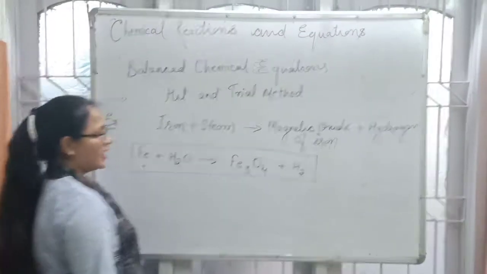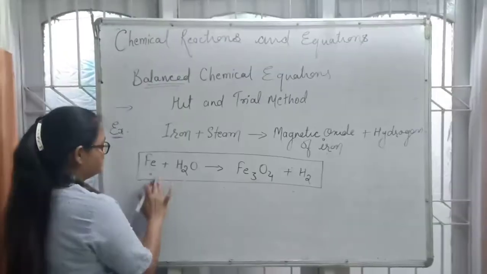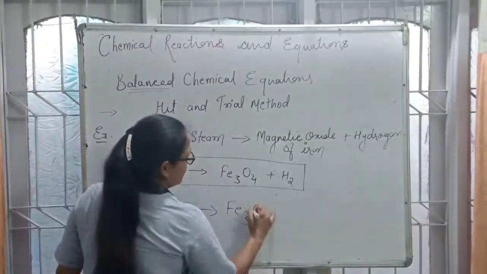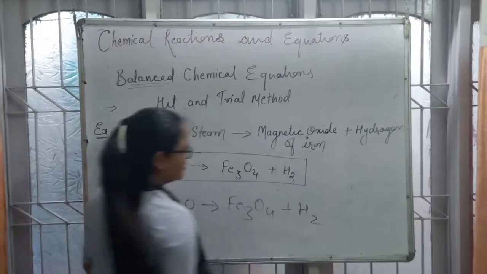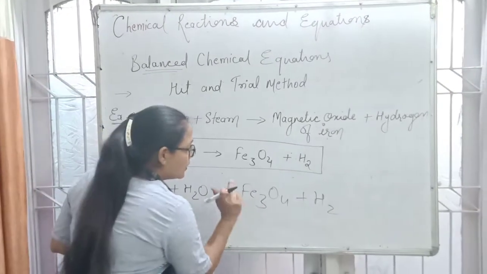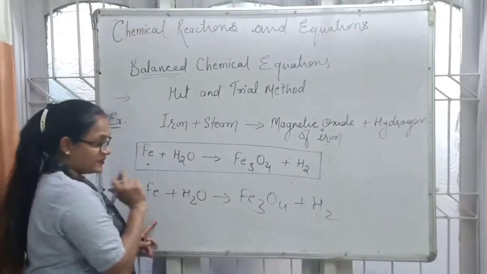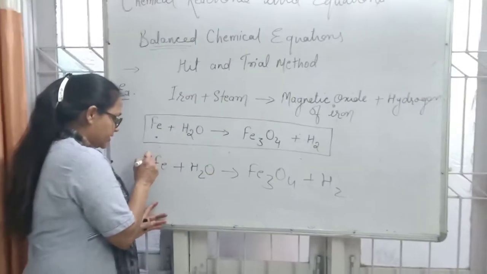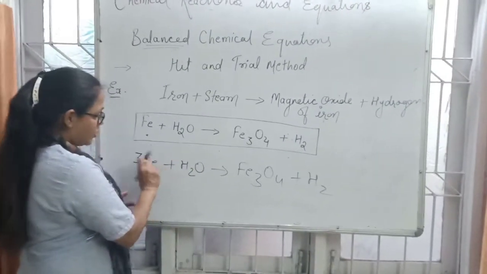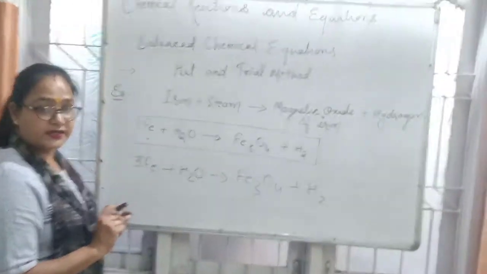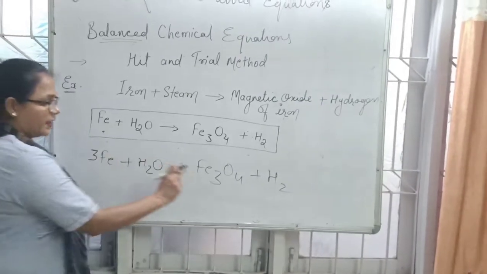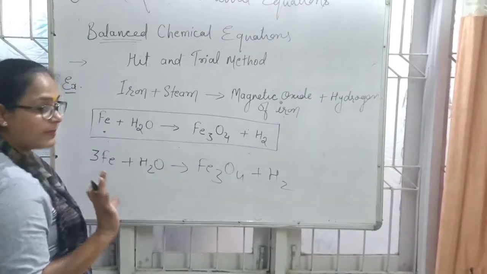After making this list, I will go for this. Simply, it is Fe, H2O, Fe3O4, H2. This is the main hit and trial method. It is 1 here, it is 3 here. I want to make Fe balanced here. So I will write 3 here. Never write it as a subscript. Always write it in front, if you want to add any number. So Fe is 3 here and Fe is 3 here. Fe is balanced.